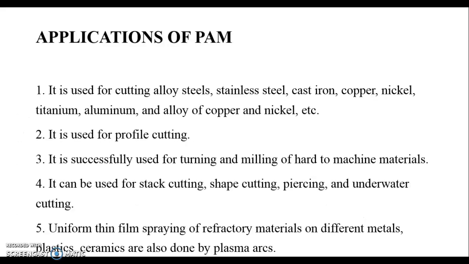Then there are some applications of plasma arc machining. It is used for cutting alloy steel, stainless steel, cast iron, copper, nickel, titanium, aluminium, and alloys of copper and nickel. It is used for profile cutting. It is successfully used for turning and milling of hard to machine materials. It can be used for stack cutting, shape cutting, piercing, and underwater cutting. And last, uniform thin film spraying of refractory materials on different metals, plastics and ceramics is also done by plasma arc.